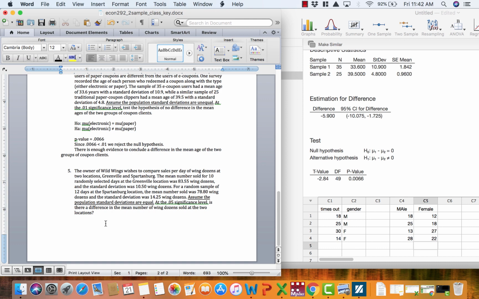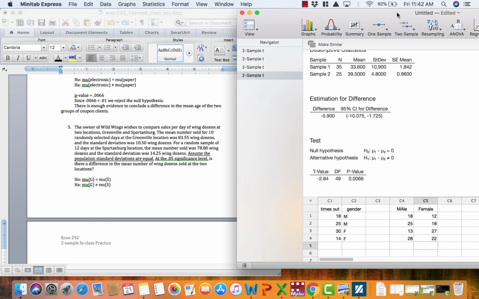What is our null and alternative going to be? We are simply asked if there is a difference. So this is going to be mu Greenville not equal to mu Spartanburg, and the null is mu Greenville equal to mu Spartanburg. That tells us that this is a two-tailed test.